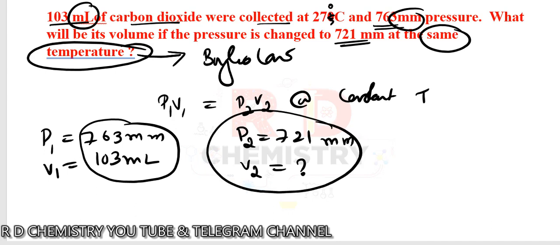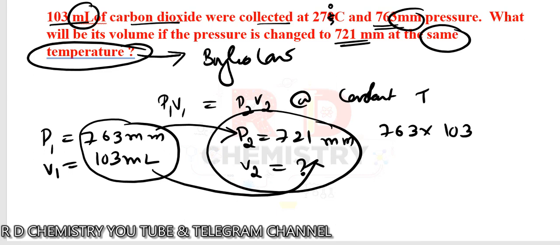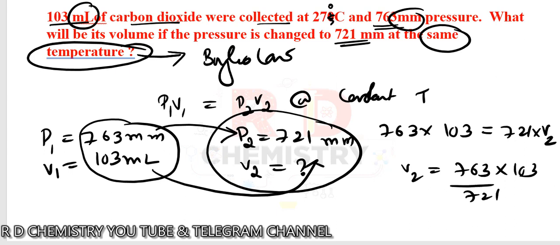Since they are inversely proportional to each other and the pressure is reduced, volume has to be increased, right? It should be more than 103. So therefore P1 763 into V1 103 is equal to P2 721 into volume V2 you have to calculate. Therefore V2 is equal to 763 into 103 divided by 721. So this is approximately equal to 109 ml. Okay, fine.